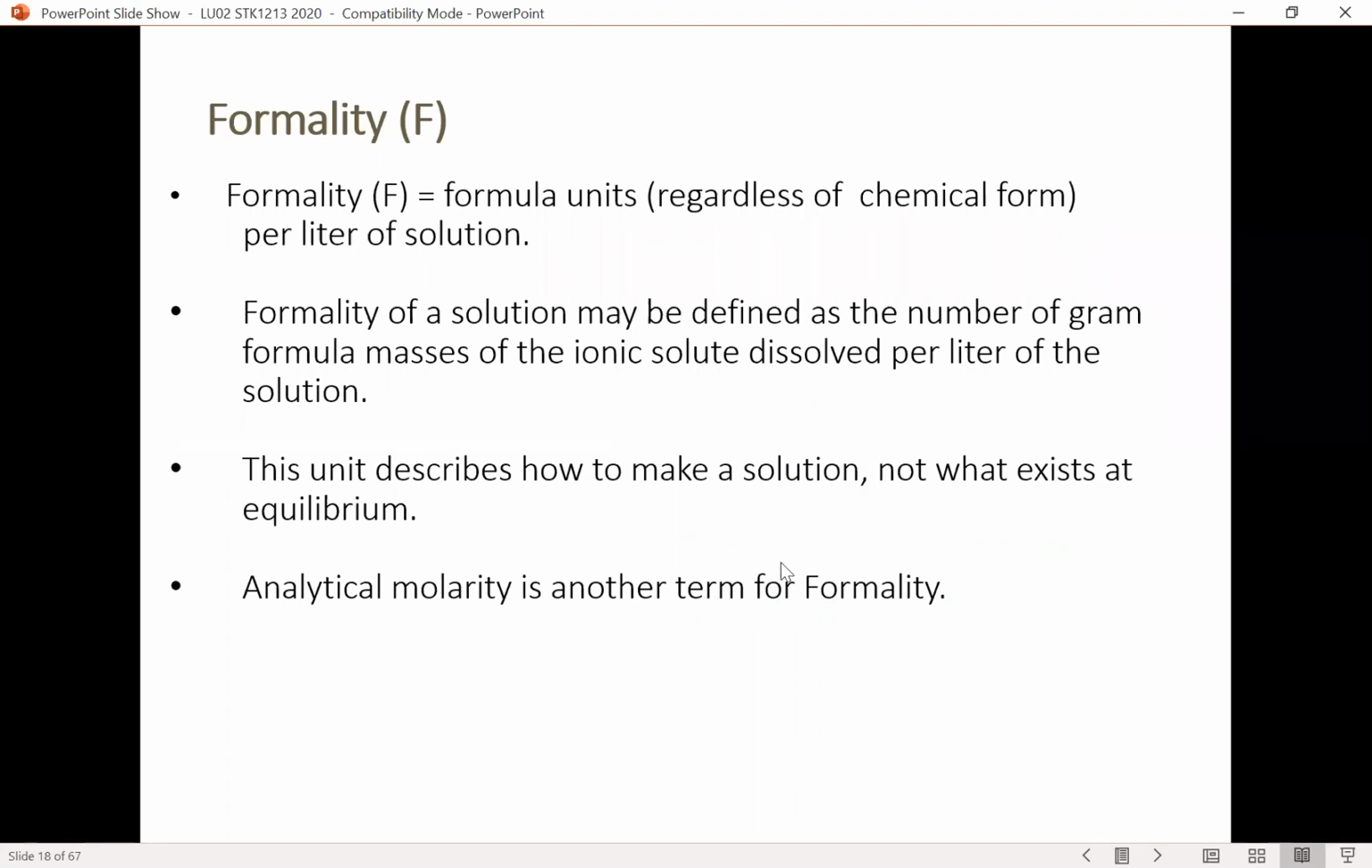Now, this is another concentration unit. It is seldom used compared to molarity. Molarity is more common. However, you need to know formality as one of the concentration units. Formality is formula units, regardless of the chemical form of your substance, per liter of solution. Okay, formality is the formula units per liter of solution.